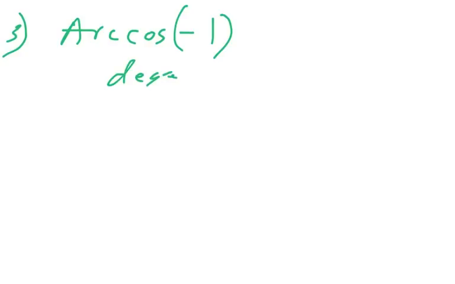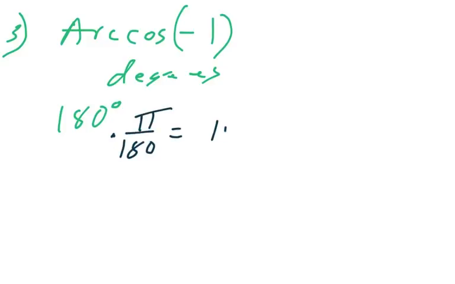For these problems, we're looking for the arc cosine of negative 1. So when we do the arc cosine of negative 1 and we put it in degrees, it tells me that the answer is going to be 180 degrees. Now since we want these answers to be in radians, I'm going to multiply by pi over 180, which gives me the answer of pi.